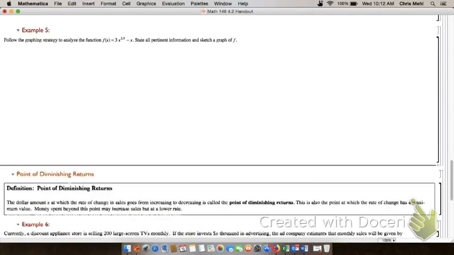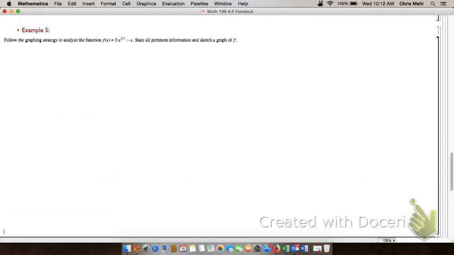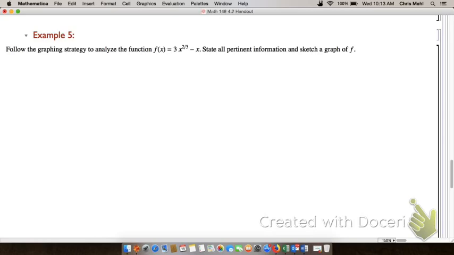So I need to make some room. Okay, and let me increase the size of the document so that we can all see it slightly better. Okay, and let's go ahead and get started on this one.